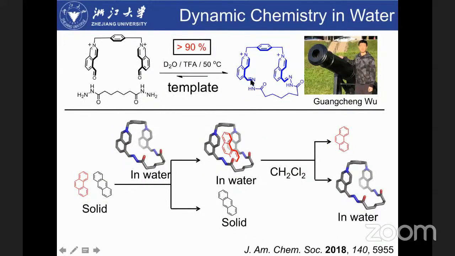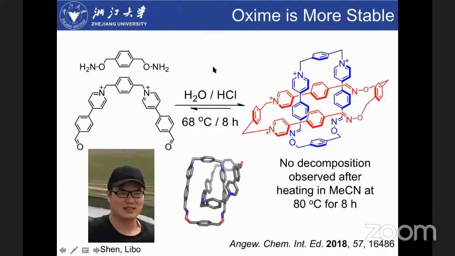Another method to make this bond even more inert is to replace this nitrogen with oxygen. So you can see we use oxime to do the self-assembly, and then this bond is even more stable. Because this oxygen is electronegative, the basicity of the imine nitrogen here is even lower, right? And if this is not basic, which means in water, we cannot protonate this imine bond. And then there is no iminium formation. Without this NH iminium, this bond is super stable.